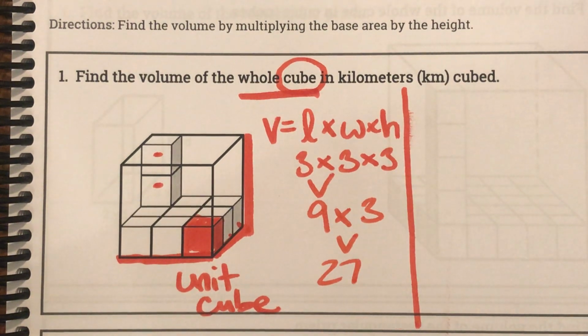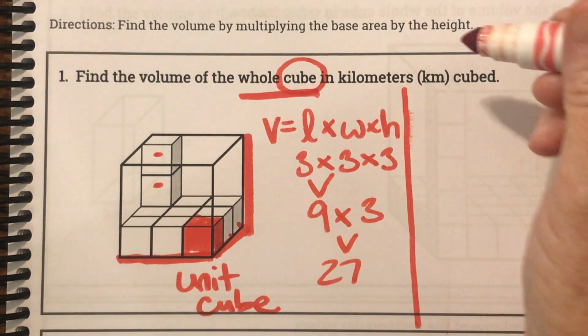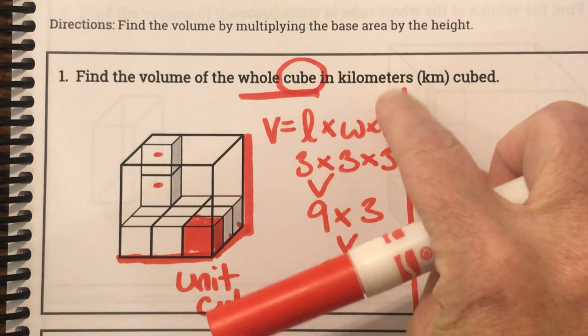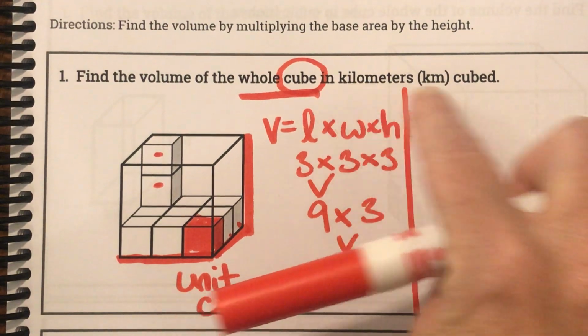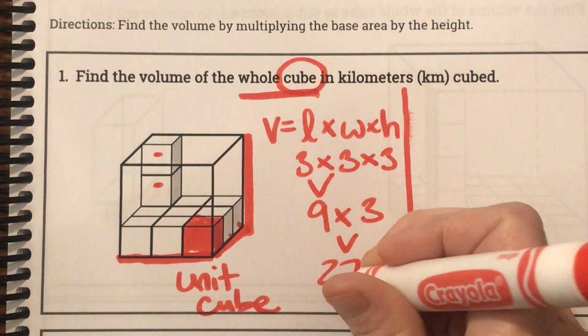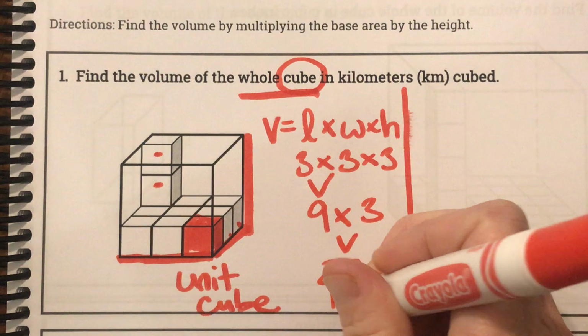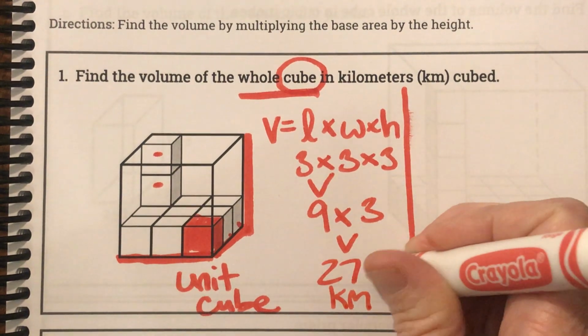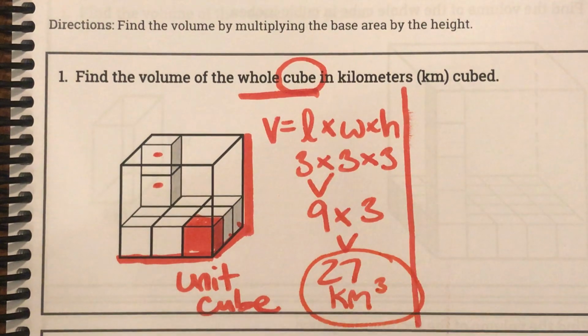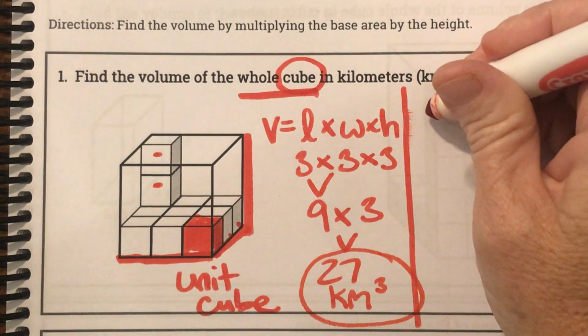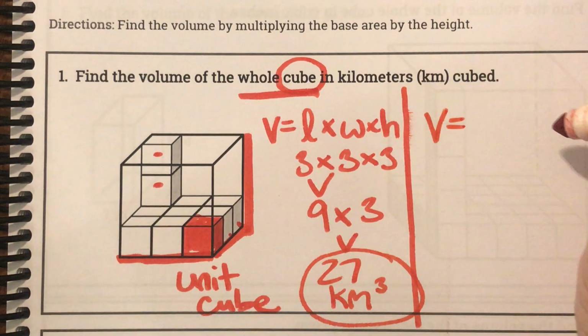Now another thing they did different is we've been only saying units, but they told us that our measurement now is kilometers cubed. So instead of saying units cubed, I'm going to say kilometers cubed. Okay, they really changed things up on that. Let's try our next one.